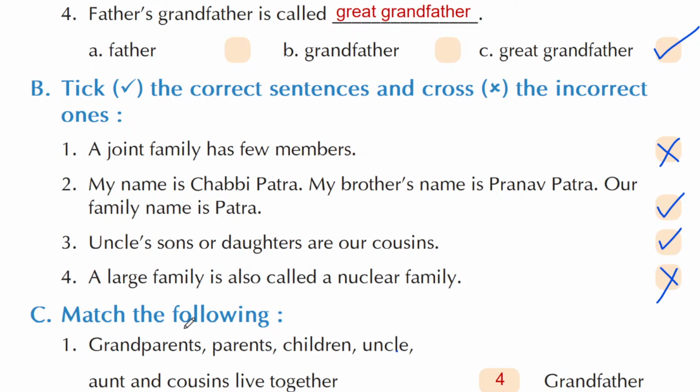Question number 4. A large family is called a nuclear family. Now this is a wrong statement. A large family is not a nuclear family. A nuclear family is known as a small family. It has only 4 members or 5 members having parents and their children. So it is not a large family. So we will put a cross here.